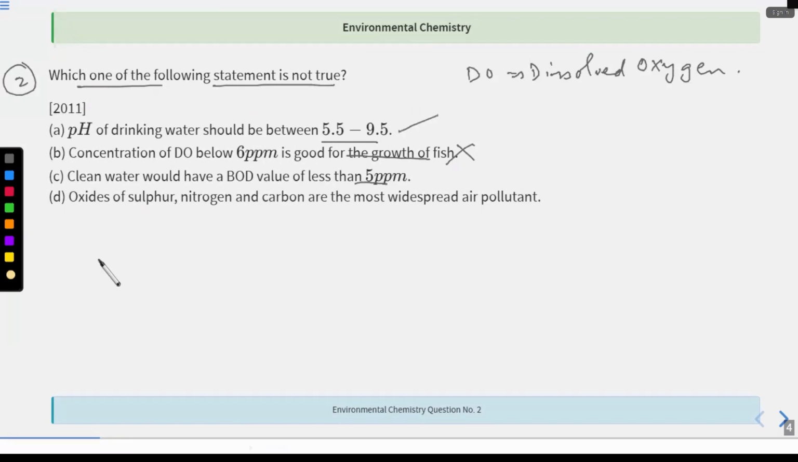pH should be between this, it's okay. Clean water should have a BOD value of less than 5 ppm, and oxides are widespread air pollutants. Of course, nitrogen, sulfur, and carbon, we also see that in acid rain. So all the other options are correct. Option B is the wrong option because it hinders the growth of fish.